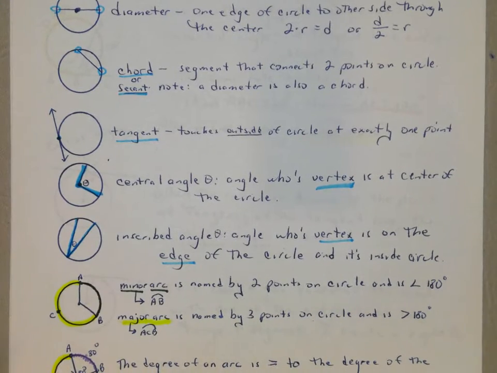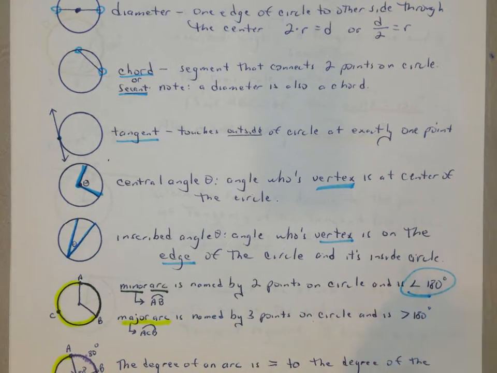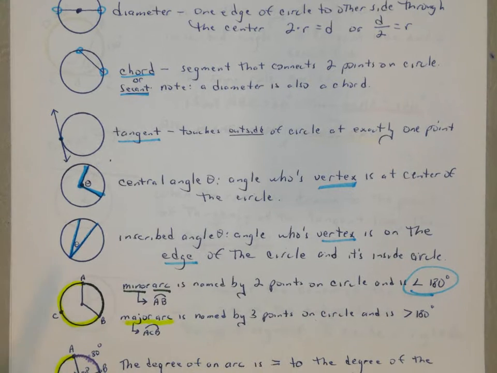Now, what is a minor arc? A minor arc is named by 2 points on the circle, and it's an arc that is less than 180 degrees. Now, you know that a half a circle is 180 degrees because a whole circle is 360. So that's how you can tell you have a minor arc. So here is minor arc AB. It's less than 180 degrees. And we name the arc by a simple arc on top of the 2 letters. Arc AB, just 2 letters because that tells you it's a minor arc.